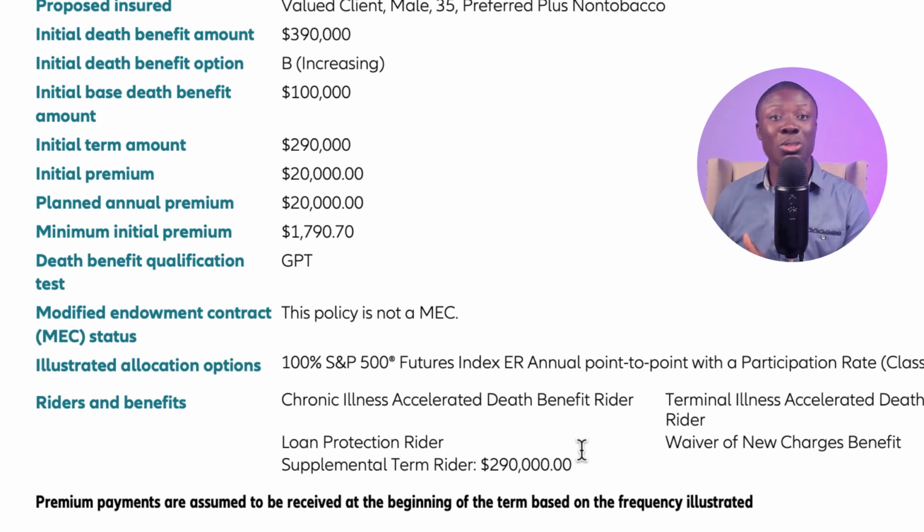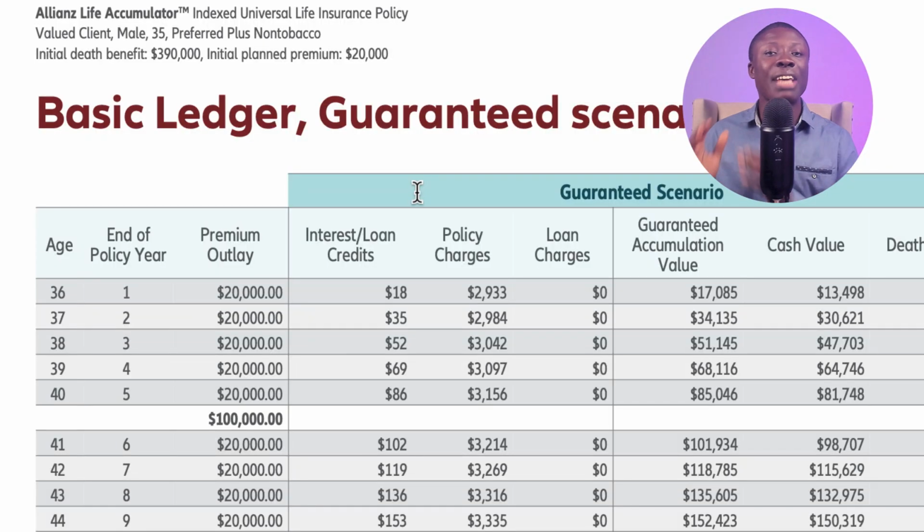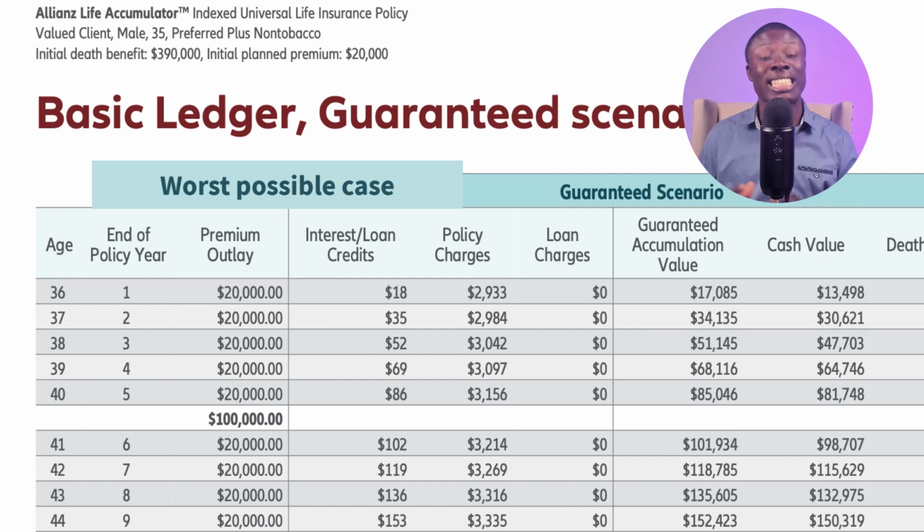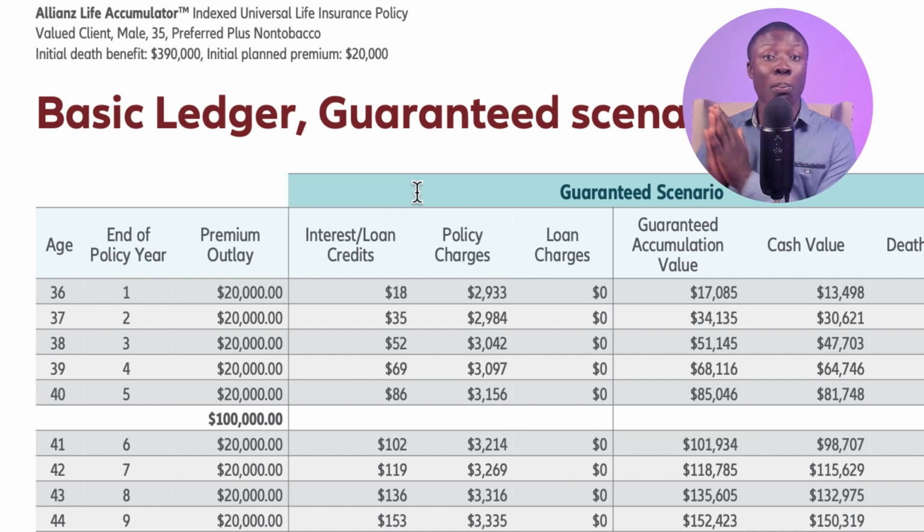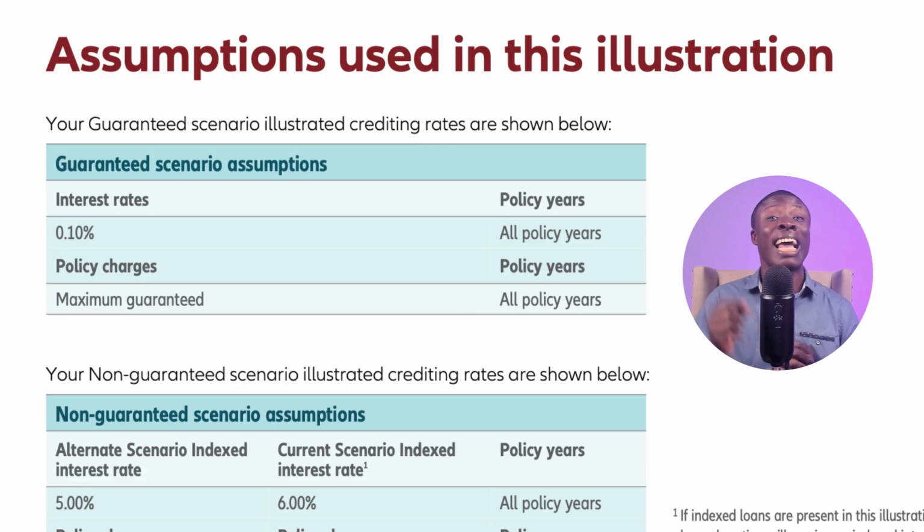All right, so let's go to the next section, which is a very popular one, the cash value projection. Every IUL product will have at least 2 sets of projections, the guaranteed scenario and the non-guaranteed scenario. Now, the guaranteed scenario shows the worst possible case. It assumes little to no growth and maximum policy charges. So in this product, it assumes a 0.1% growth every year.